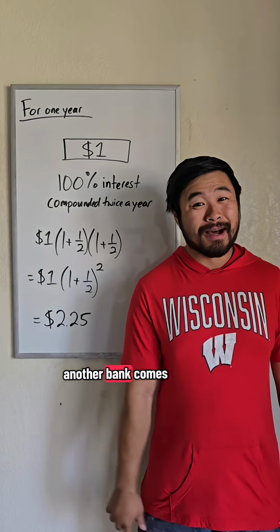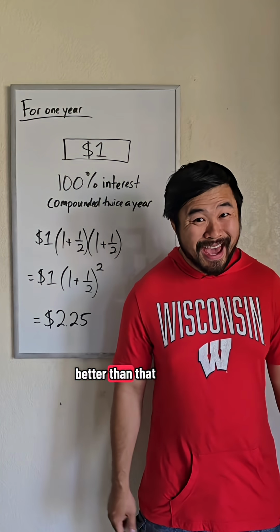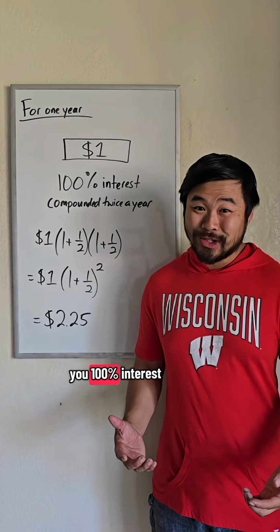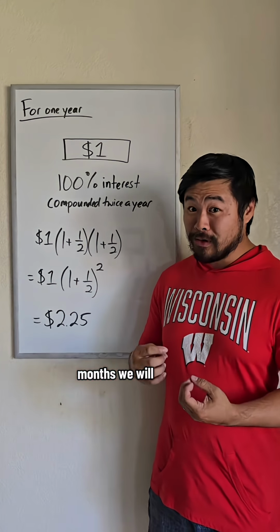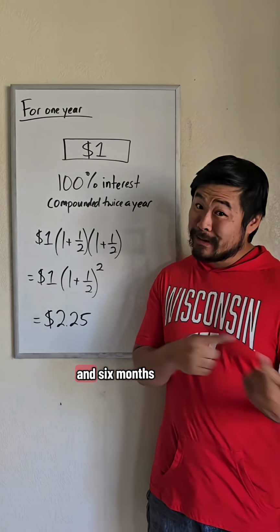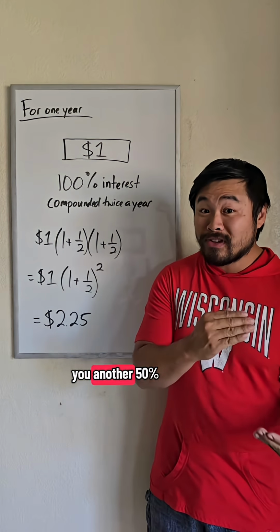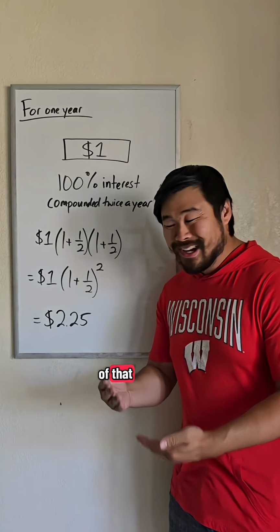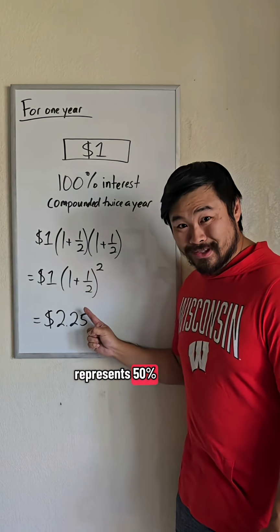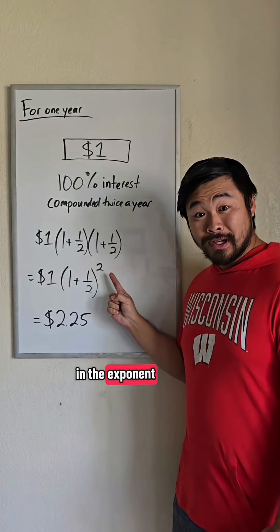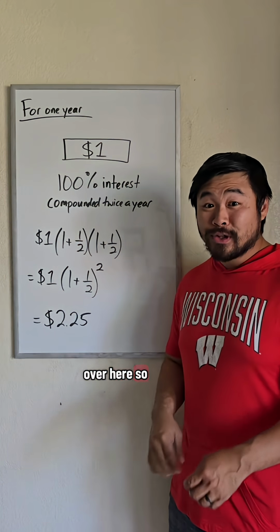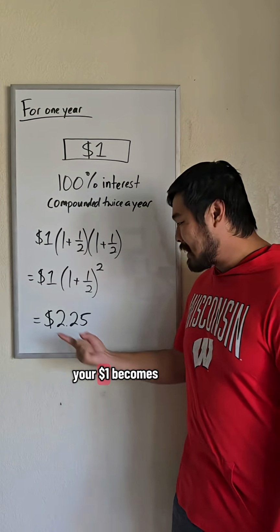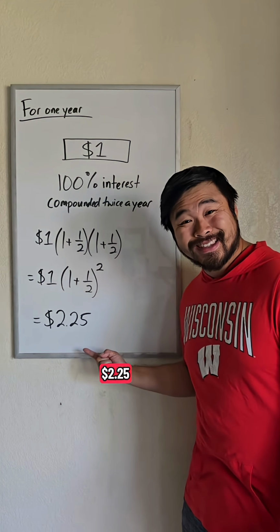Now let's say another bank comes in and says, we can do better than that. We will give you 100% interest compounded twice a year. Meaning at the end of 6 months, we will give you 50% interest. And 6 months after that, we will give you another 50% interest on top of that. So this 1/2 represents 50%. And this 2 in the exponent means that we are compounding twice, as we see over here. So after 1 year, your $1 becomes $2.25.